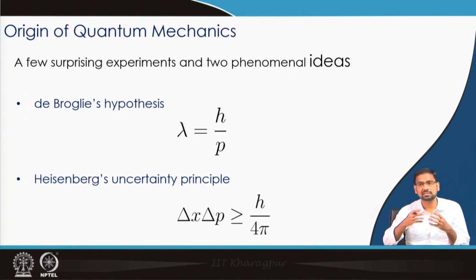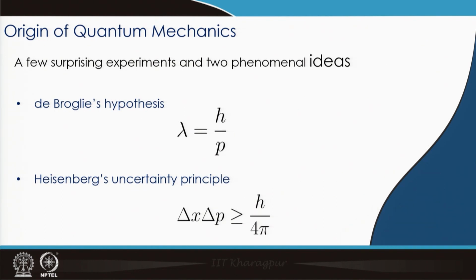So basically these three experiments, the black body radiation, the photoelectric effect, the emission spectra of atoms, plus these two groundbreaking ideas, de Broglie's hypothesis and Heisenberg's uncertainty principle, exposed the limitations of classical physics, and then there was a need for a new mechanics, and that's how quantum mechanics originated. And with the growth of quantum mechanics, how we have come forward is the part of the story that we will continue in our next lecture.